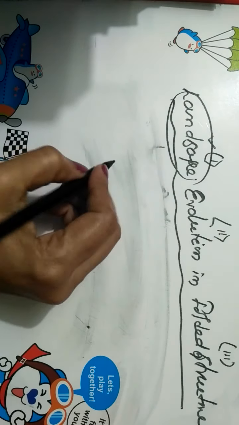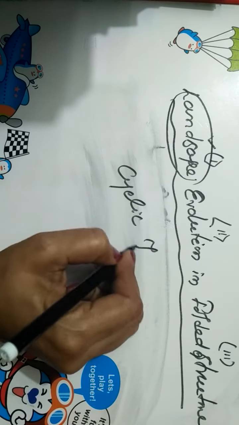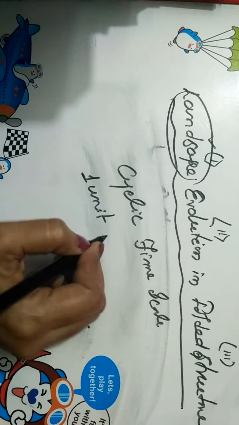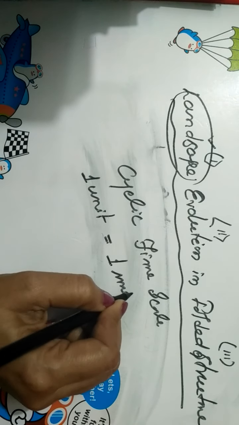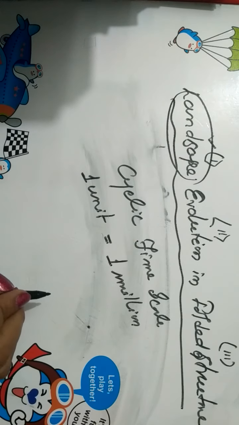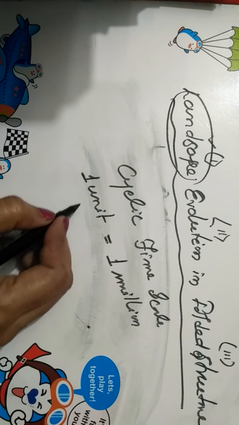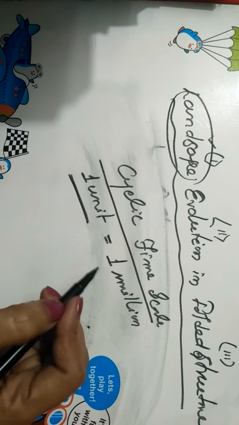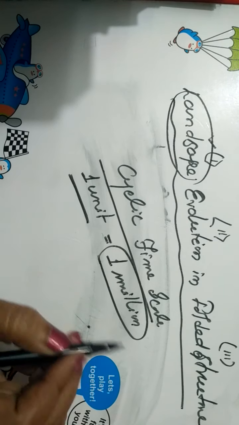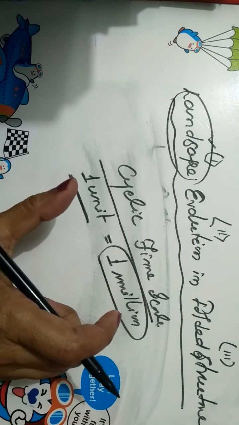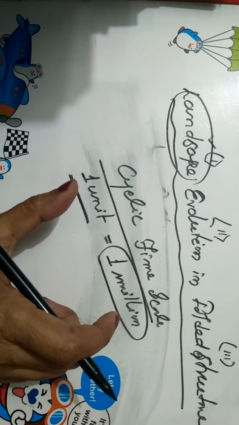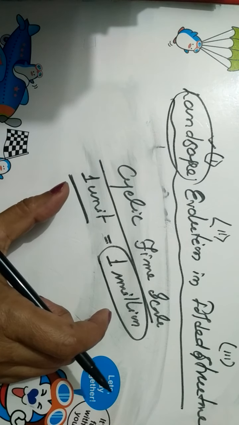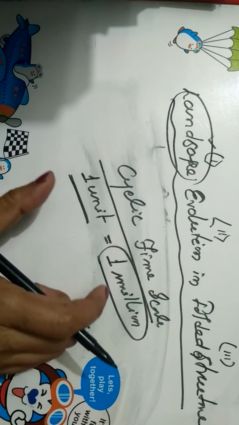In cyclic time scale, 1 unit of cyclic time scale is equal to 1 million of years. It's a very big time scale, very large time scale. Okay, landscape evolution always related to the time. It's a cyclic time scale, especially a cyclic time scale, and it's related to the changes of landform.